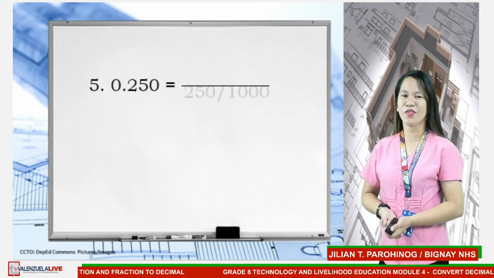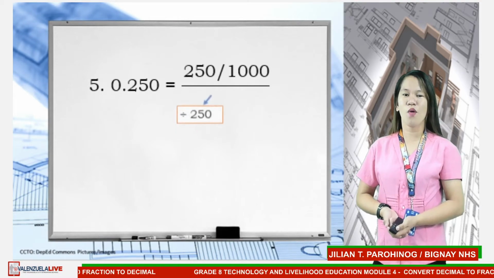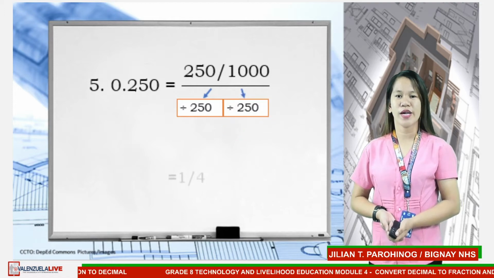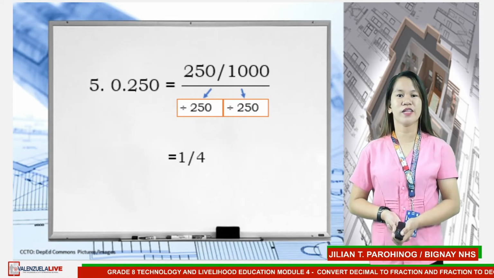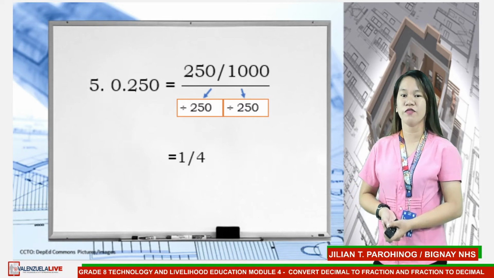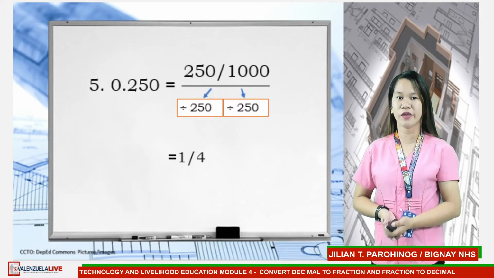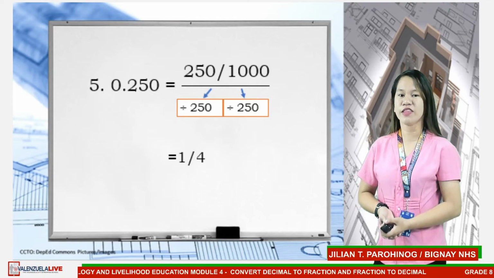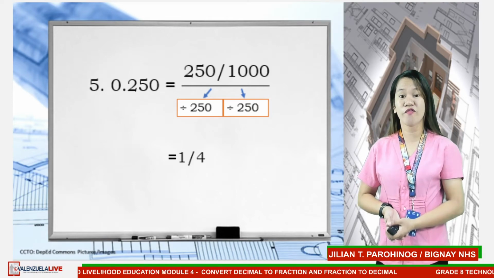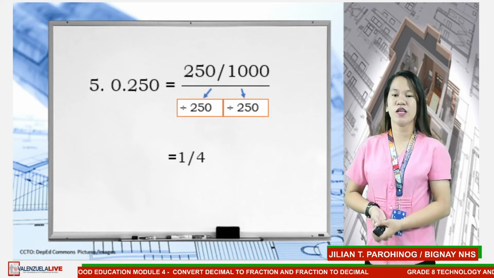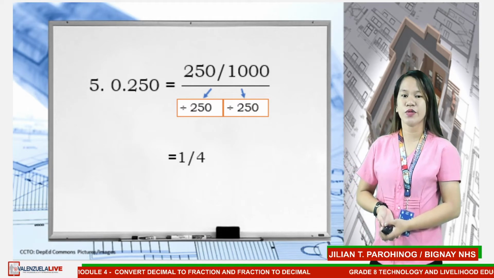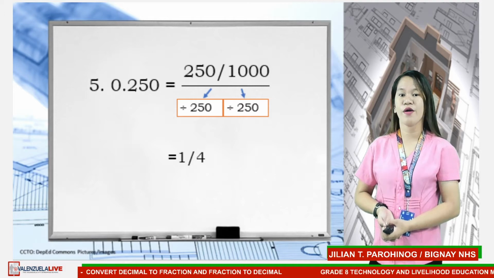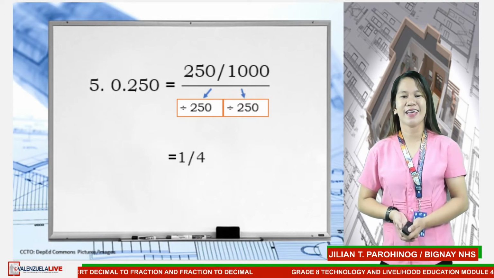Time's up! The correct answer is 1 over 4. Here we are going to multiply both numerator and denominator by 1,000 for us to get a whole number. Since 250 is divisible by 250, same goes with the denominator, which is 1,000. The final answer will be 1 over 4. Amazing!